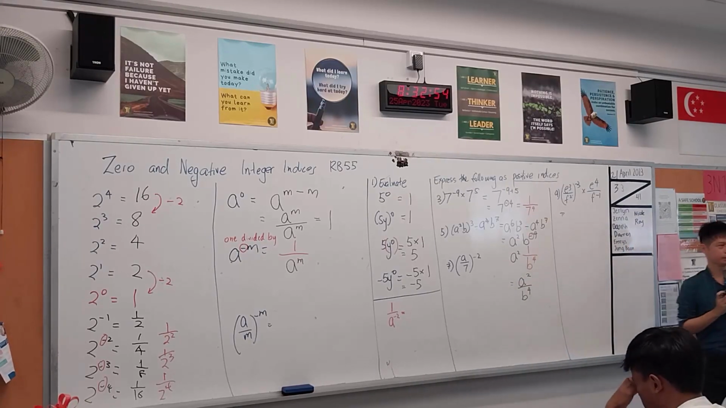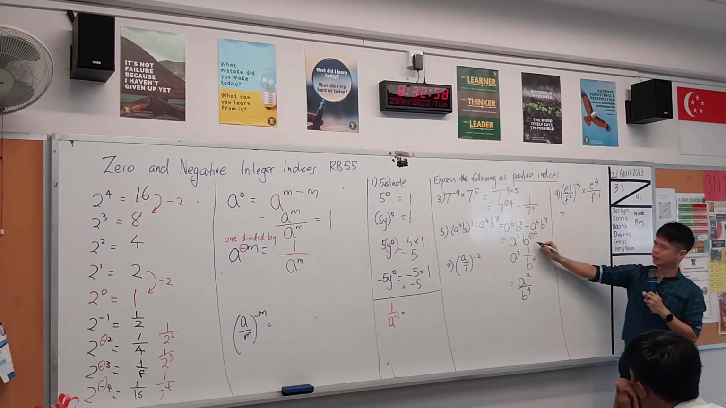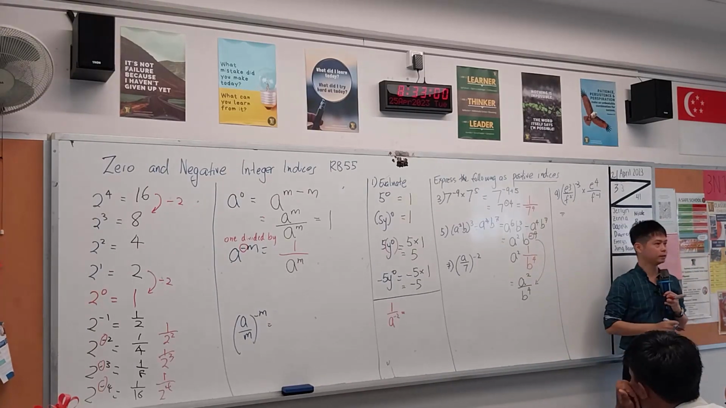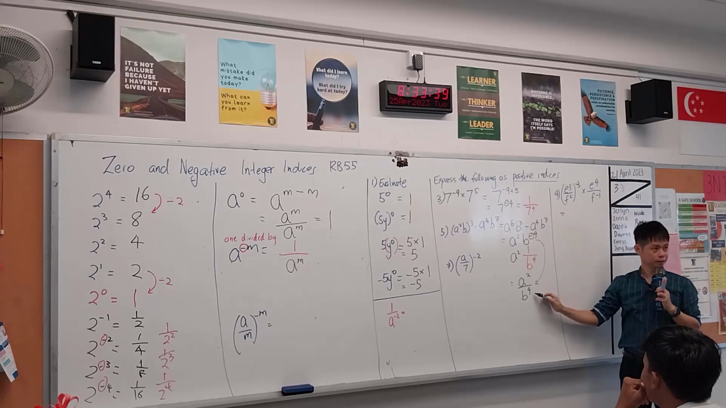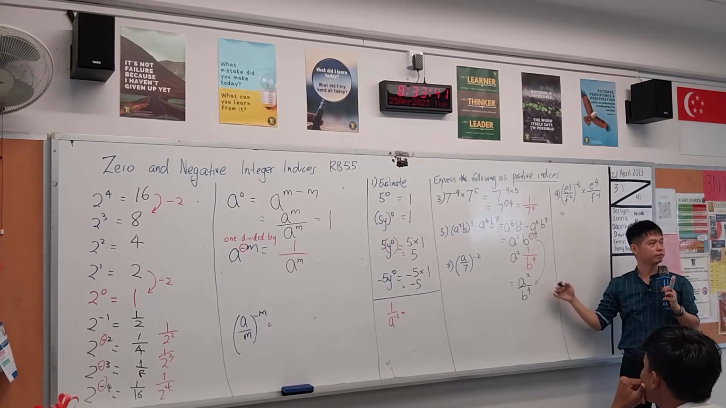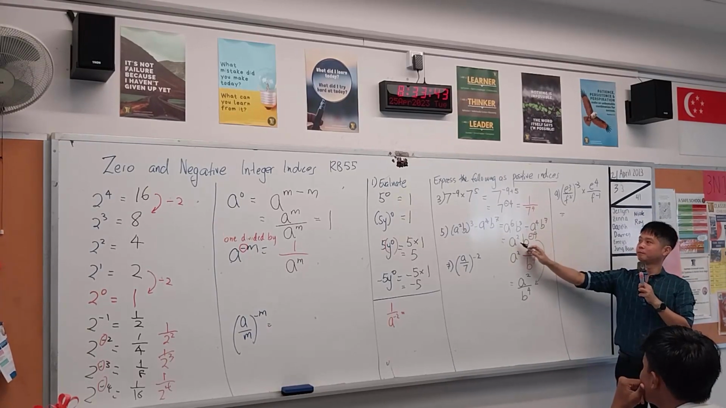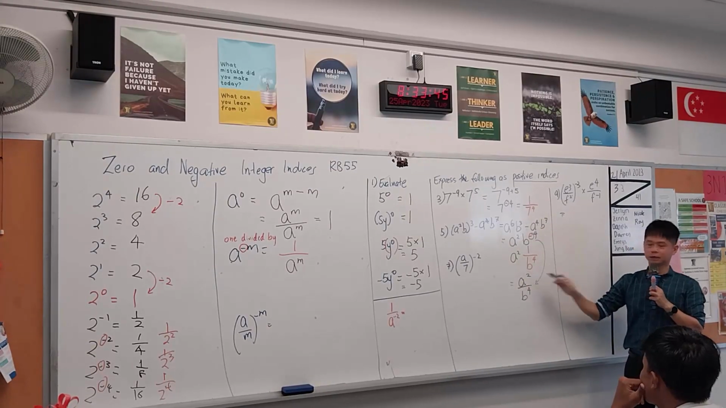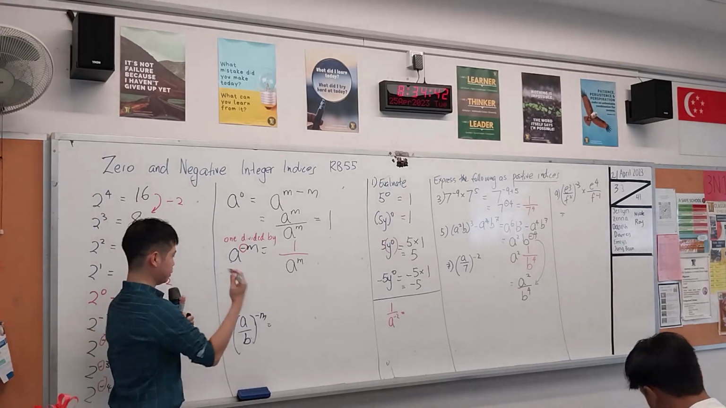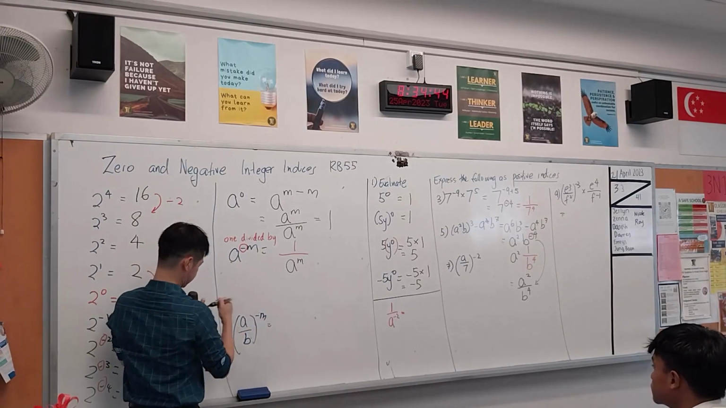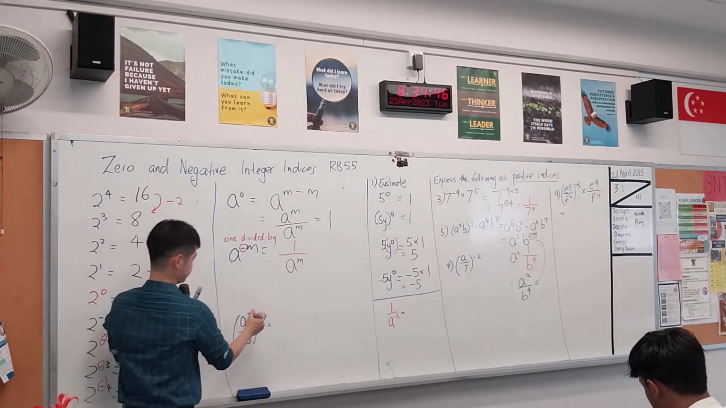Okay, pause here for a while. What do you realize? Look at the pattern. What do you realize? Negative power: the term goes to the denominator, but the negative disappears. Positive power stays at the numerator. Okay, now look at this. What does the negative power become?